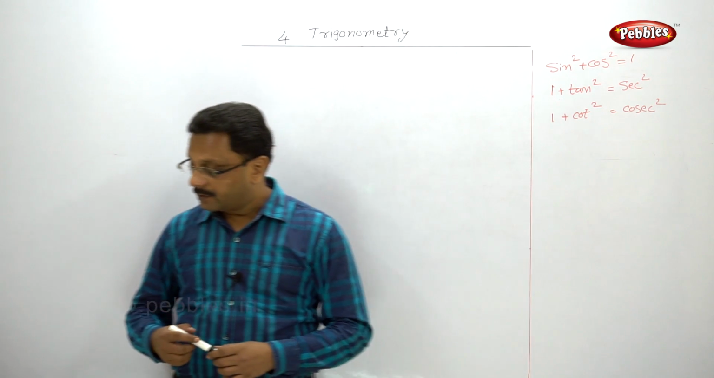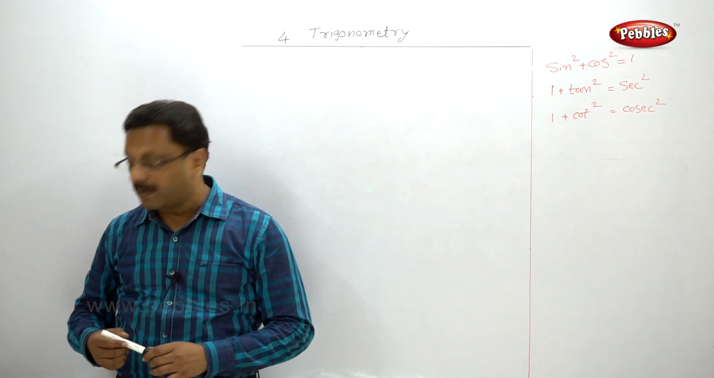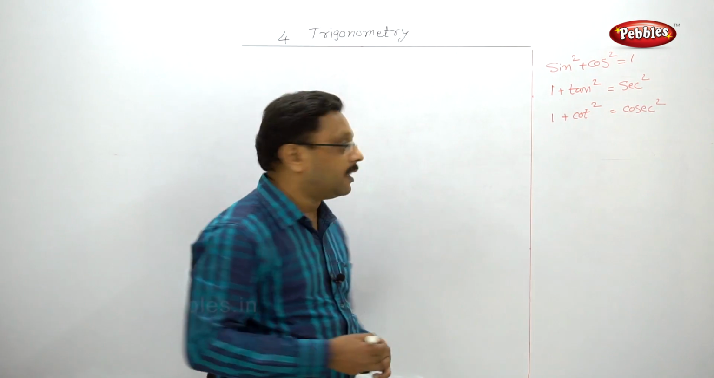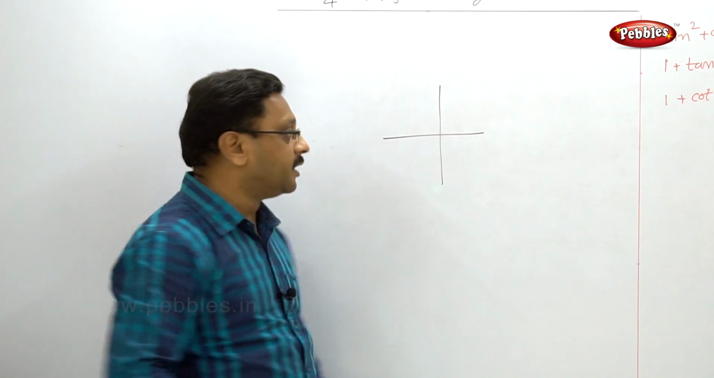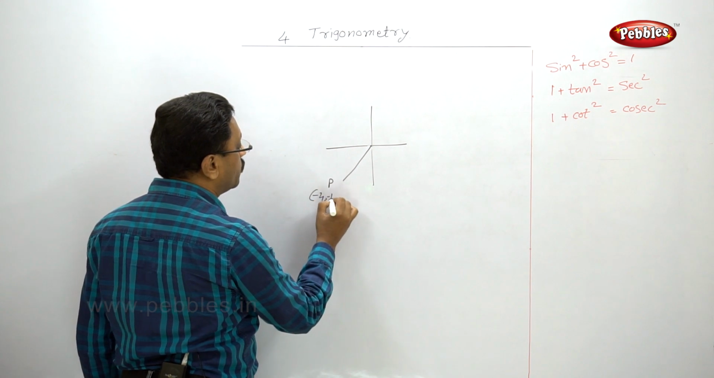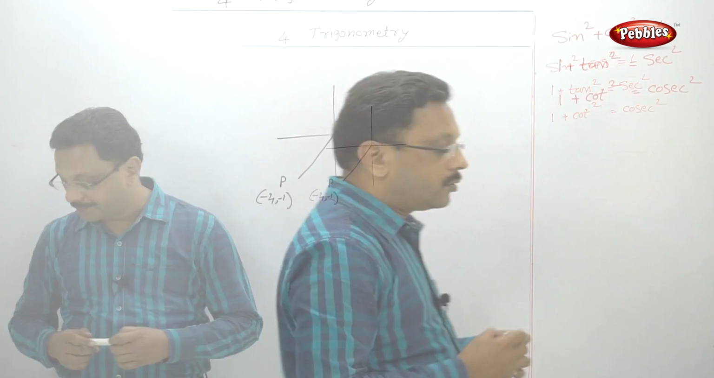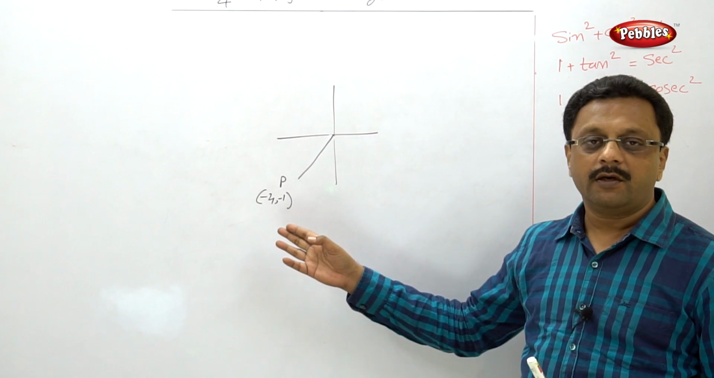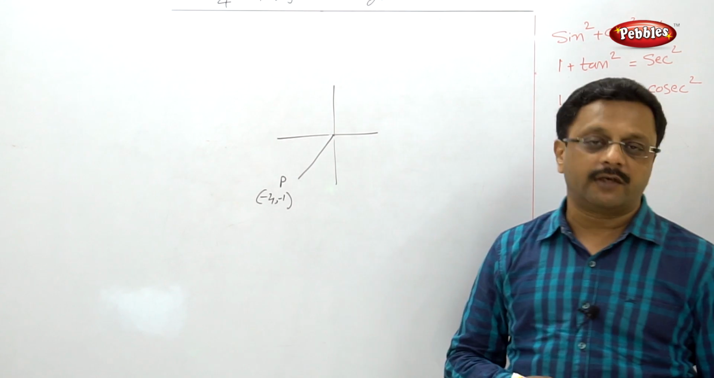Next example is: if the terminal arm passes through -4, -1, then in which quadrant does the angle lie? Mind well, it is -4, -1, so it will lie in third quadrant. Suppose this is point P, -4, -1. To know in which quadrant it will lie, you don't need to draw all these things. Just virtually you can understand in which quadrant this angle will lie.